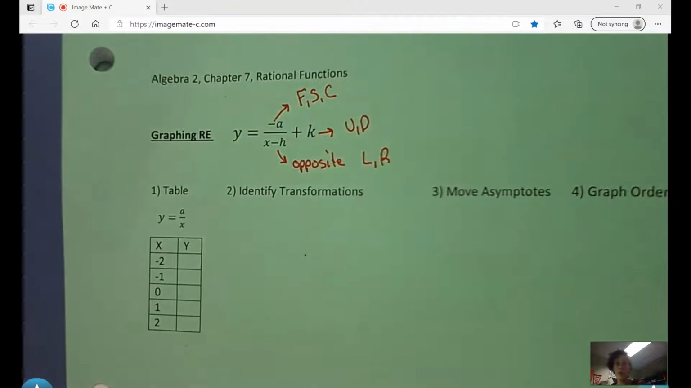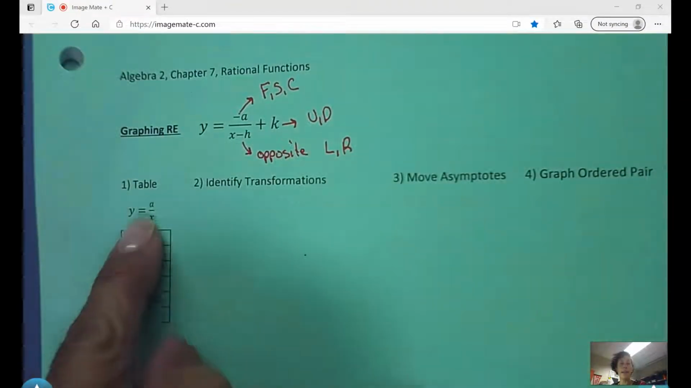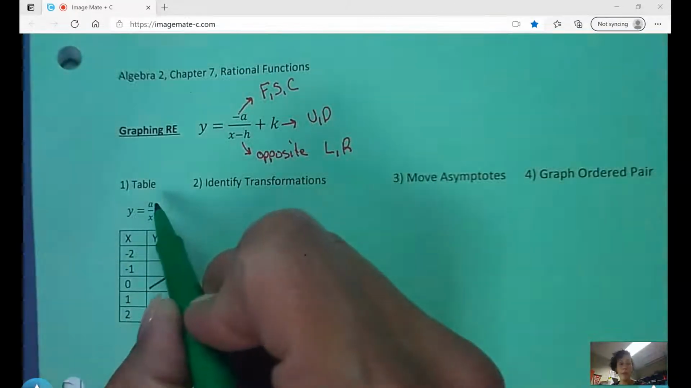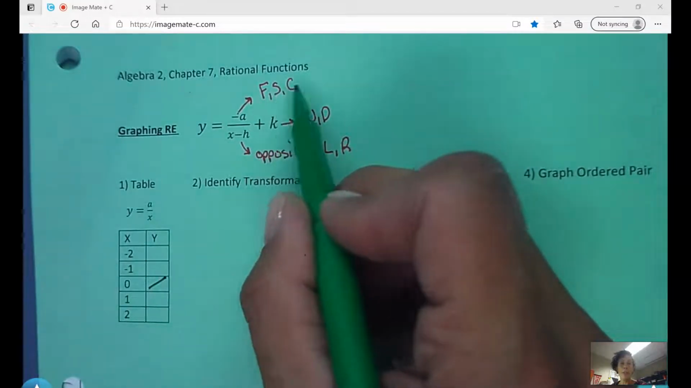Okay, in this video we are doing the Chapter 7 review. You got a new version of this green cheat sheet. So again, just talking about graphing, don't forget your table, and that 0 will never work. And then we make our table, we're going to use our A over X. Here's all the transformations, flip, stretch, and compress.